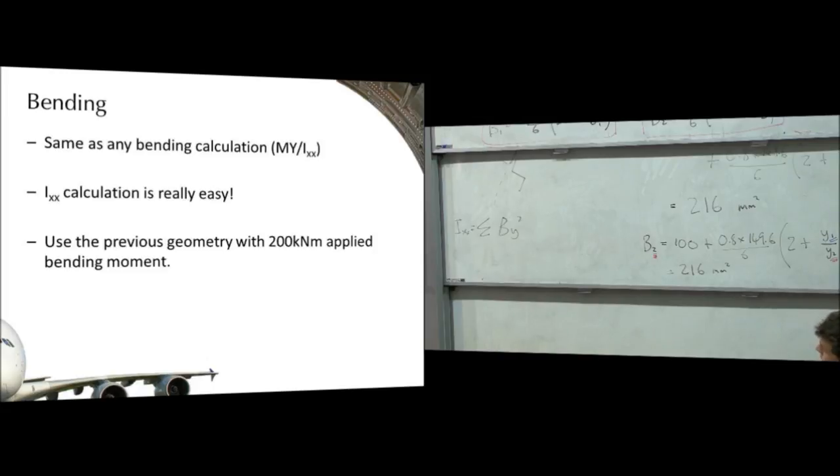So what we're going to do is take the previous geometry for the fuselage and apply a positive 200 kilonewton bending moment to it.